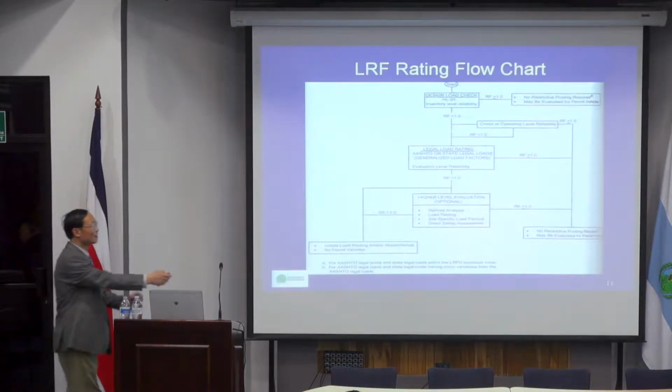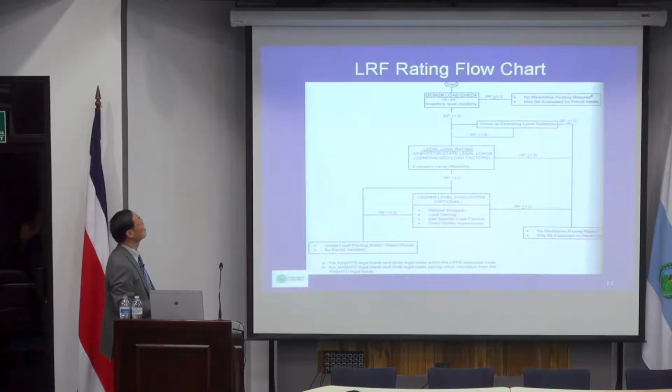And there's a flow chart for when you do load rating. First you rate HL-93, which is the new design truck, using inventory, basically just the same load factors as the design. If that rating factor is greater than 1, then that's complete. You don't need to do anything. If the rating is less than 1, then you rate for operating. In other words, you lower your live load factors to see if operating is okay. If the operating rating is greater than 1, then you don't need to do anything. And if the operating is less than 1, then you rate for legal load.